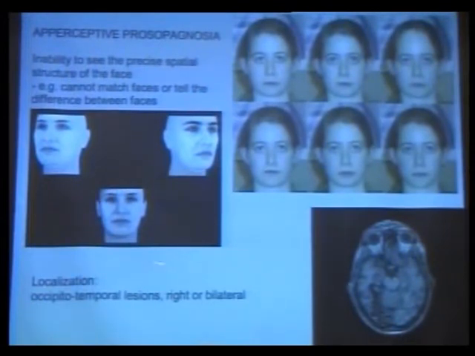You can also test them with face matching, which of these 3 faces is different from the others. That's the kind of test that these apperceptive prosopagnosics cannot do. They just can't see the difference between faces. They all look alike to them. The localization of this defect is in the occipital temporal lobe, right about here. This region, as it turns out, is where the fusiform face area tends to lie. The occipital face area is down here.